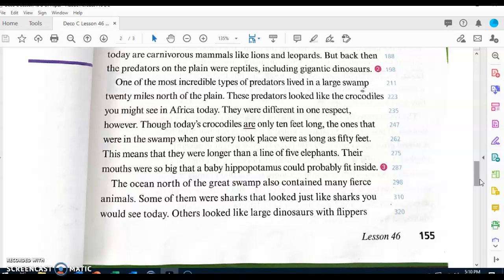This means that they were longer than a line of 5 elephants. Their mouths were so big that a baby hippopotamus could probably fit inside.